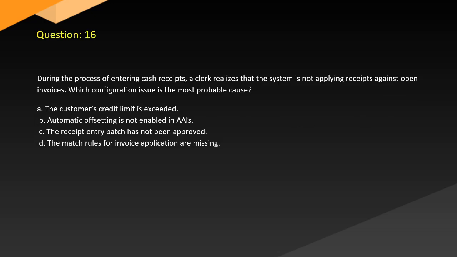Question 16. During the process of entering cash receipts, a clerk realizes that the system is not applying receipts against open invoices. Which configuration issue is the most probable cause? A. The customer's credit limit is exceeded. B. Automatic offsetting is not enabled in AAIs. C. The receipt entry batch has not been approved. D. The match rules for invoice application are missing.